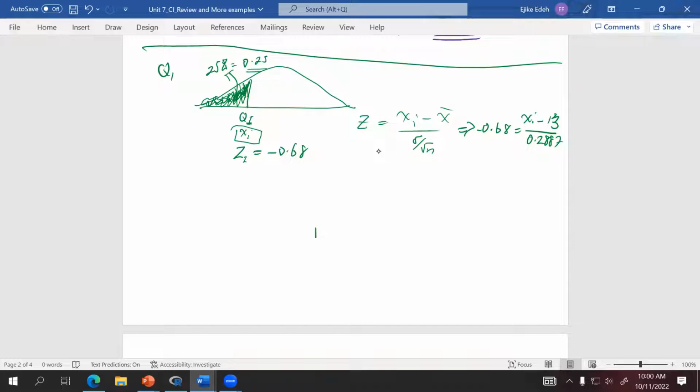Time is moving too fast. So if we solve this equation algebraically, you find that x is negative 0.68 times 0.2887, whatever you get there, plus 13. Help us with this one. 12.804. Thank you. Anybody having a different value from this?